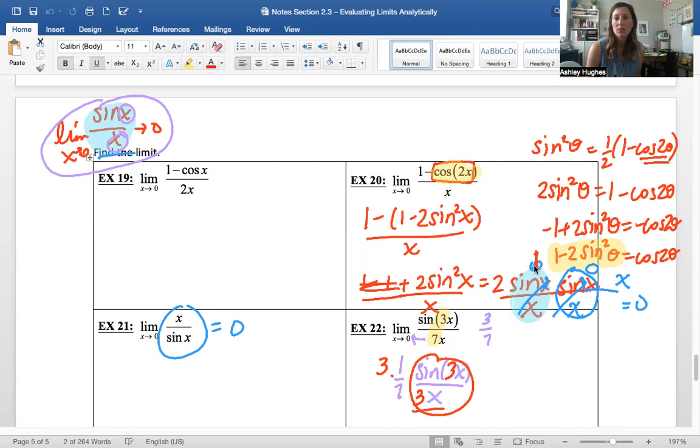Oh, wait, sorry. These both go to 1, not 0. Oh my goodness. I'm sorry I said that. This is 1 times 0. X goes to 0. I am so sorry. Sine x over x goes to 1 times.